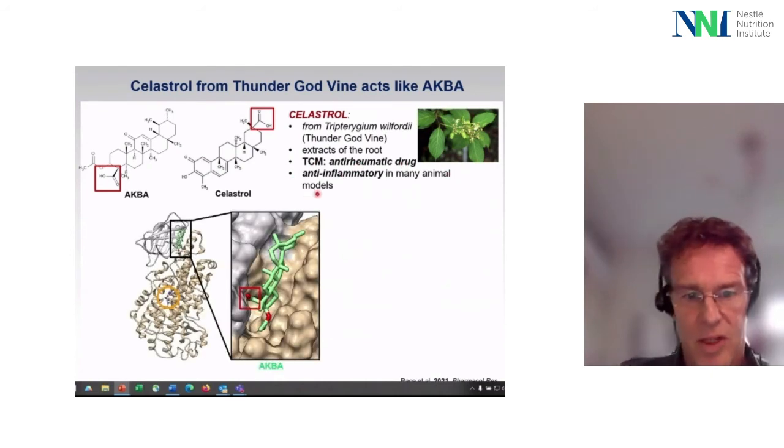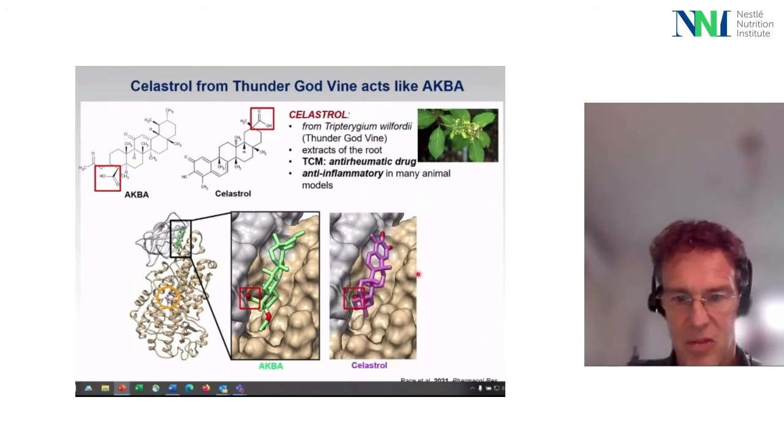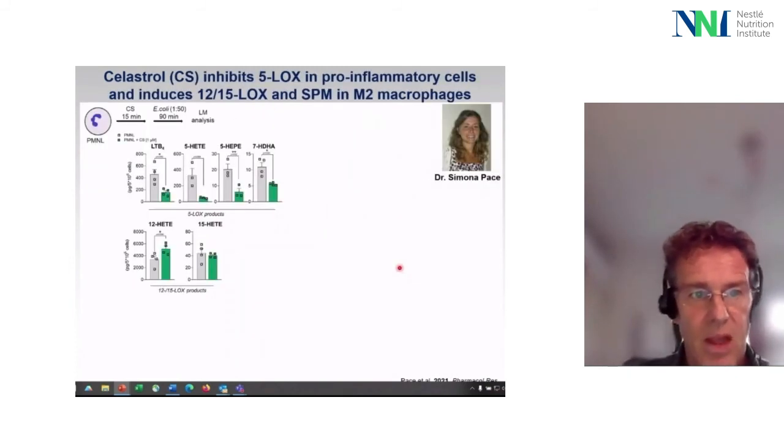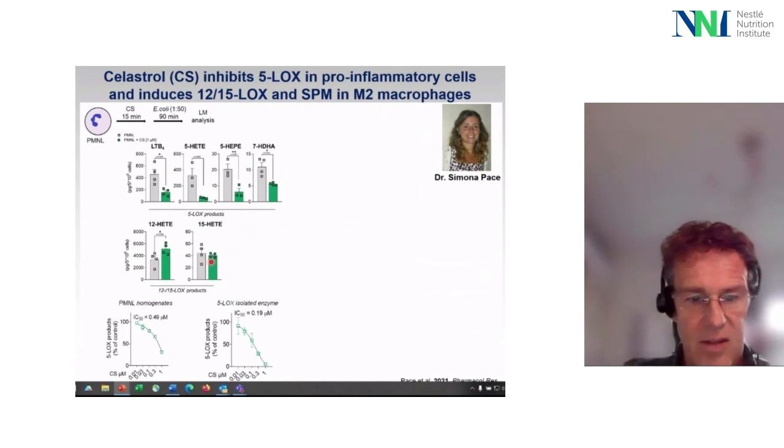And again, what you can see here is ACPA from frankincense in 5-LOX, far away from the active site. And this position, this cleft here, can also be filled with celastrol. So celastrol should have the same effect as ACPA. And indeed, when we incubate neutrophils with celastrol and stimulate with E. coli, we can see that the 5-lipoxygenase products are downregulated, all of them, in green by celastrol, whereas 12-HETE and 15-HETE are increased. And in fact, this celastrol is a potent inhibitor of the isolated 5-LOX, so a direct inhibitor of 5-LOX.